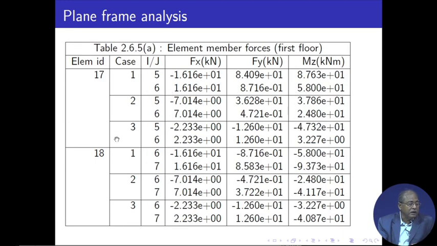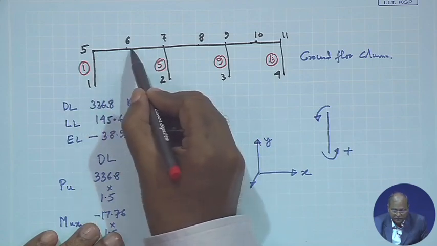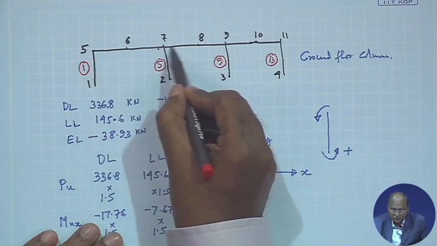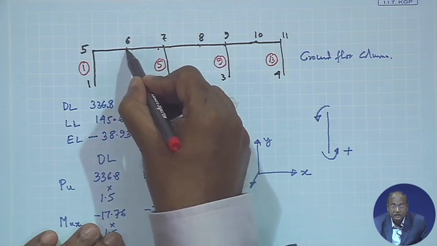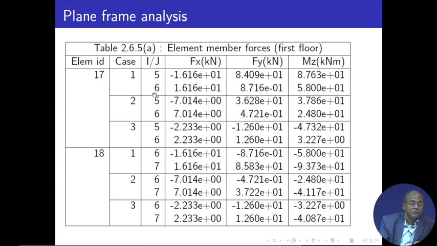Then the first floor elements. So, 17 18 means actually the outer one; we are having 5 6 and 6 7, 7 8, 8 9. So, let us say I am interested in 6. If I am interested in 6, just to show how to read it, let us come back here. So, element number 17, node 6. This is the value that I am getting here. Like that, 18 also I can get.